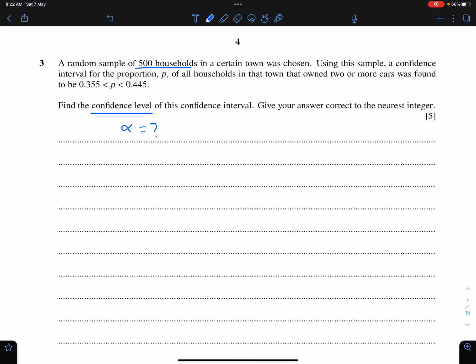For alpha, we need the Z value. Unless we find Z, we won't be able to find alpha. So first we have to find Z, and for that we have to use the width of the confidence interval. This is the formula of the width: 2z times square root of ps qs over ns.